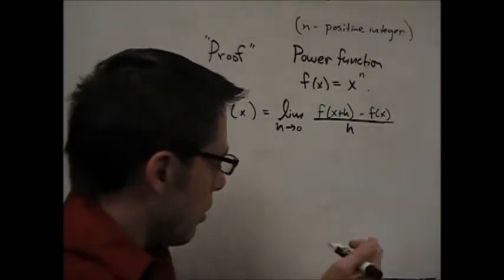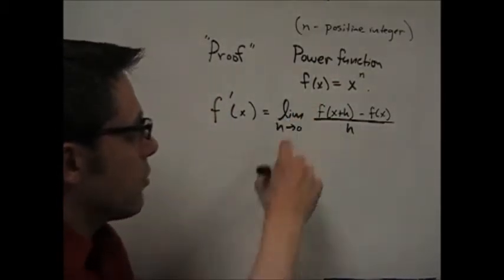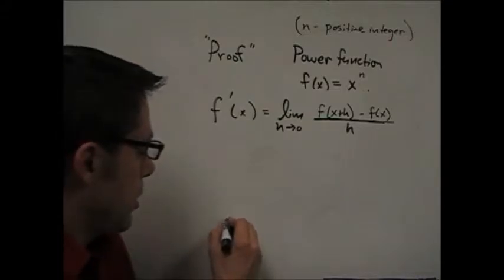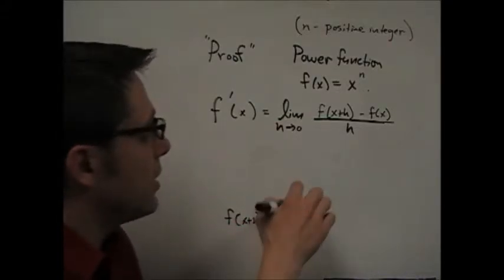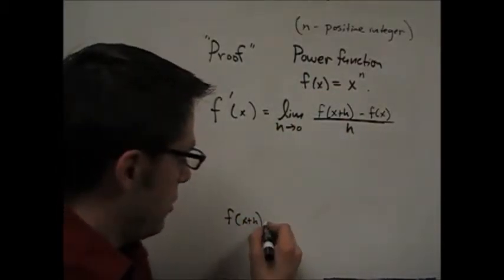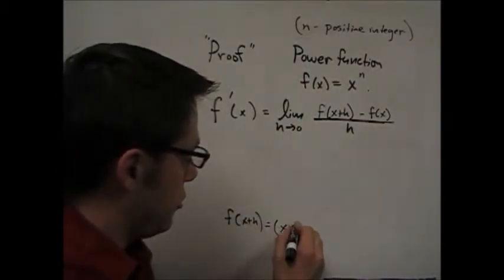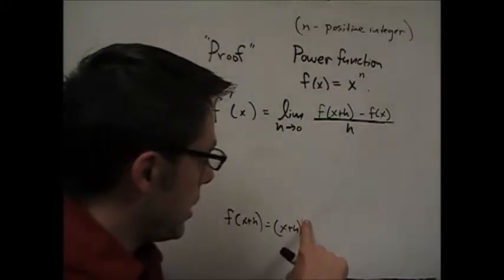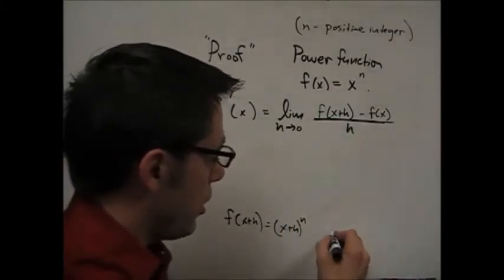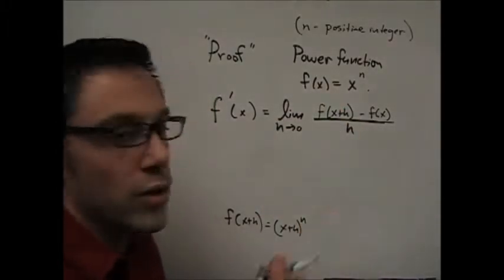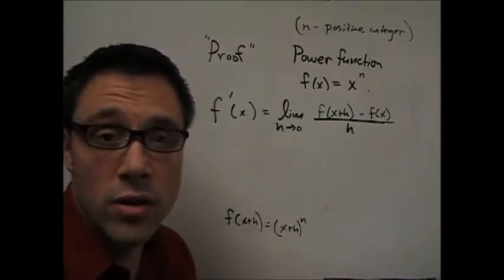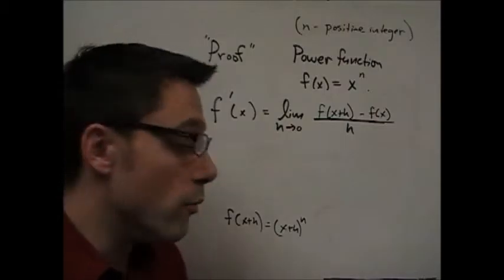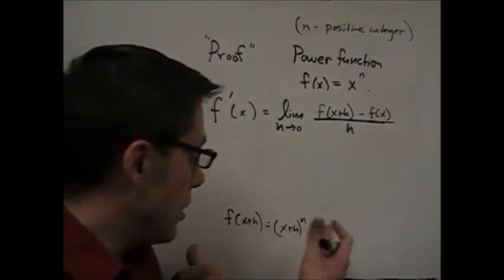Okay, so, well, before I go any further, let's write down what this actually is. So f of x plus h, remember, I replace all of the x's with x plus h. So this is going to be x plus h to the n power. And similarly over here, well, f of x is already x to the n, so I don't have to really do anything. Now this has to be expanded, and it turns out, if you remember from the binomial theorem, expand this particular power.